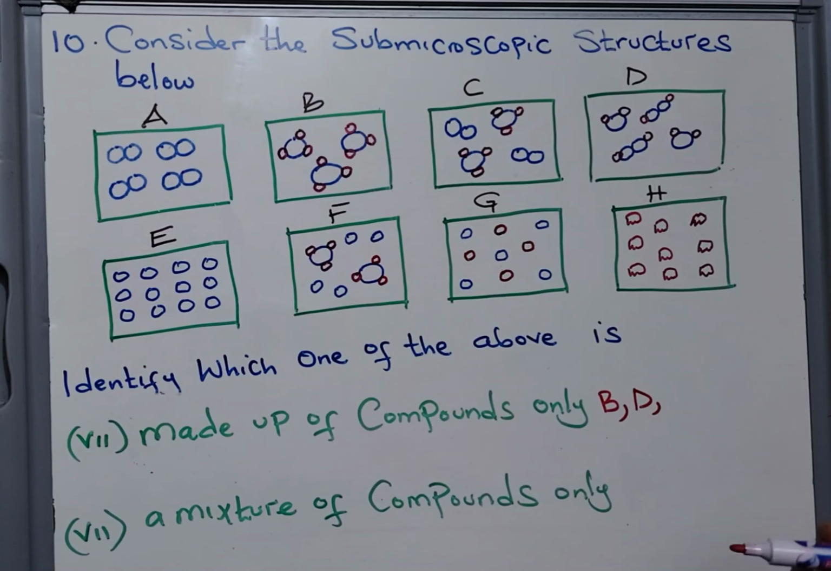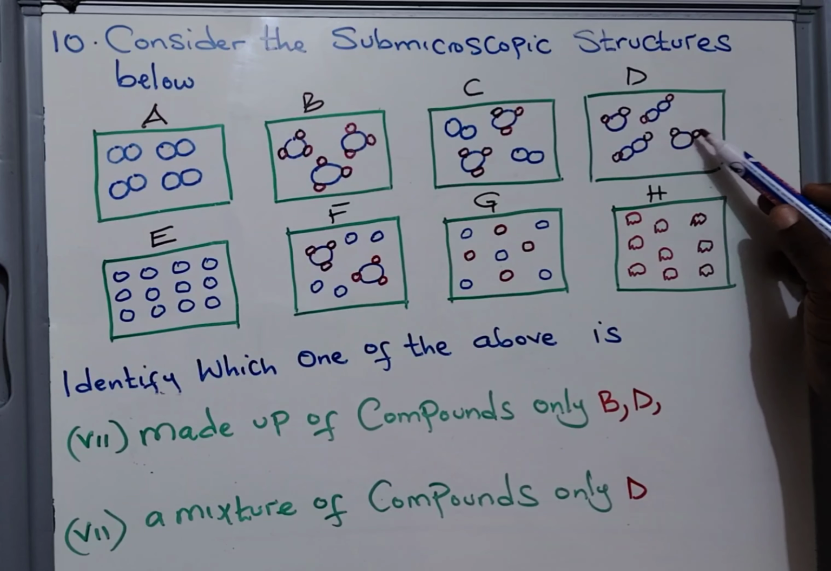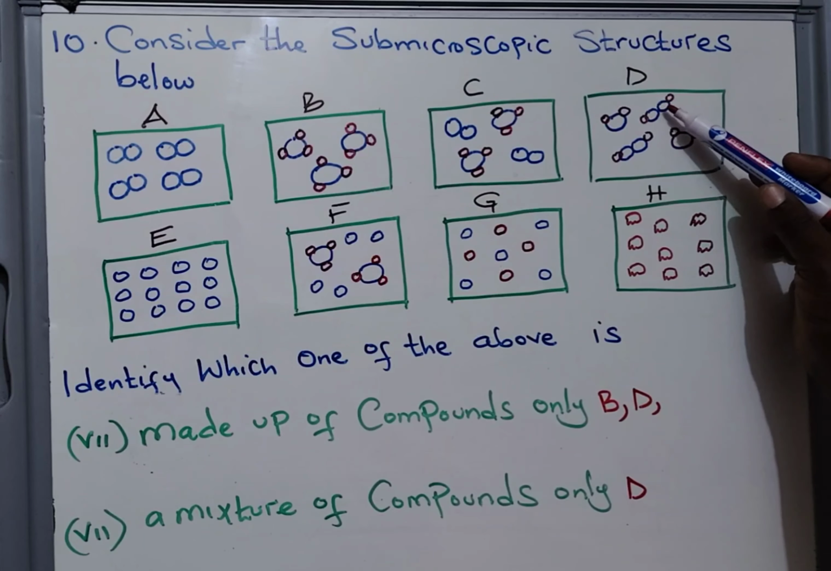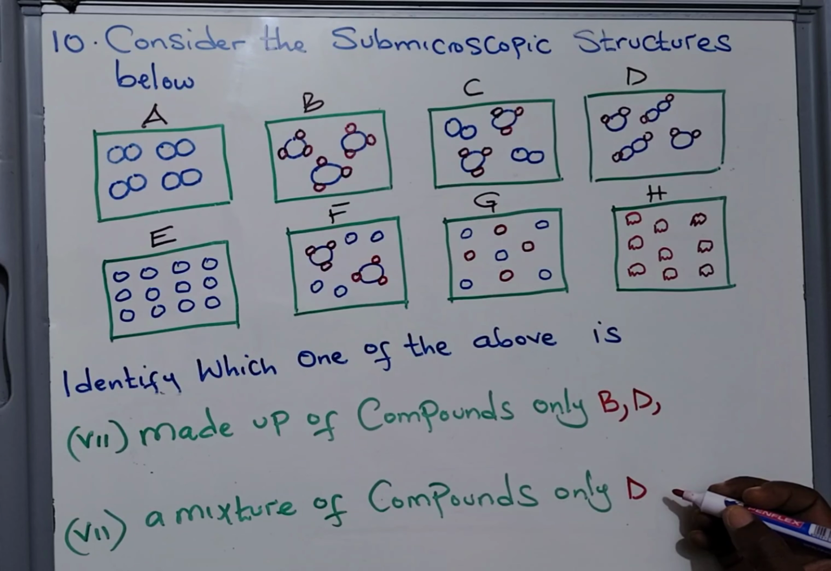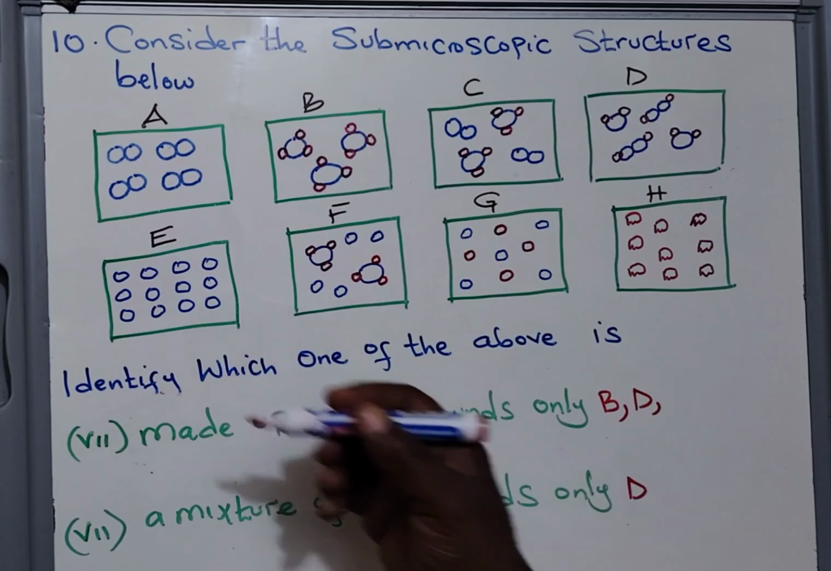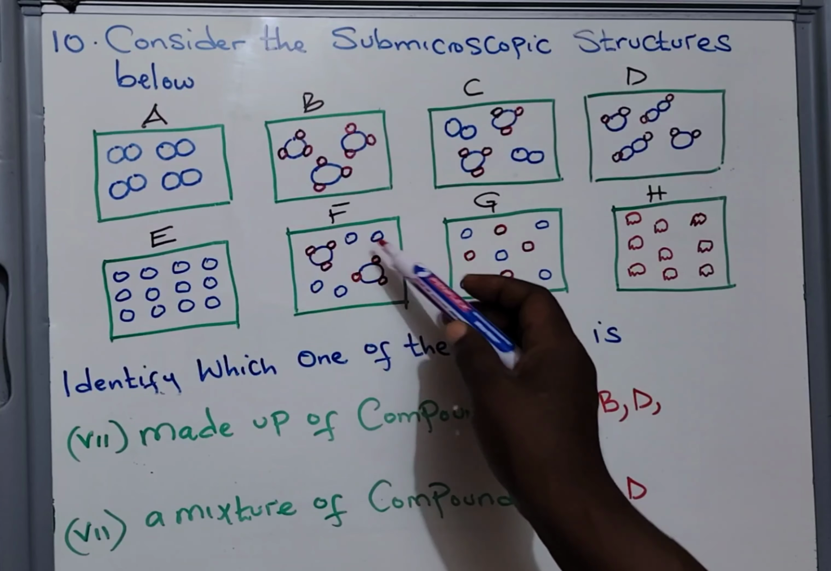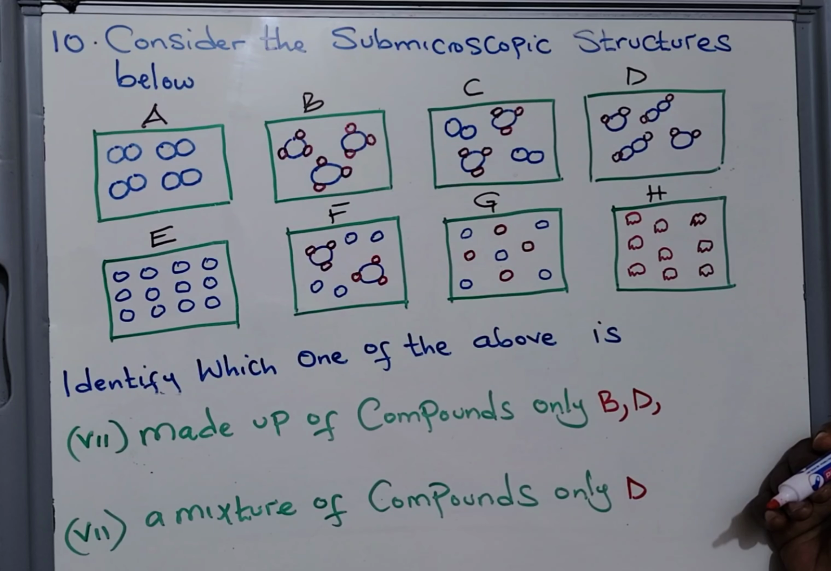So D is made up of mixture of compounds only. There is this central atom with two attachments. That's a compound, and these two blue attached to red is also a compound. So E is pure. F has compound but plus elements. Single dots are representing elements. G is made up of only elements, and H is made up of only elements. So in this case, our answer is D.